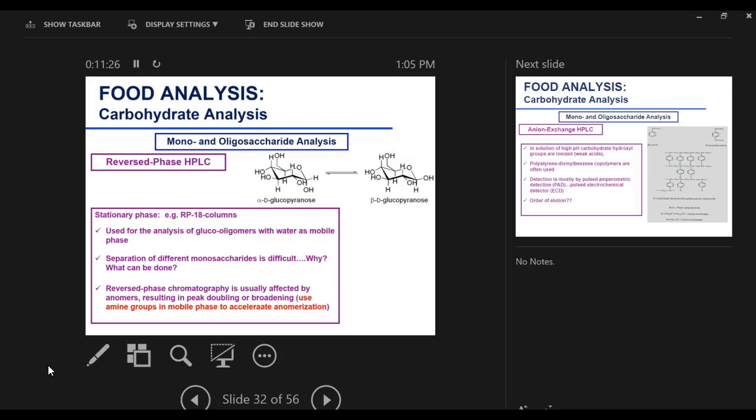So to prevent that split-like peak, which makes it really hard for integration, you can induce the anomerization. That means you can drive them all to be in one form. So you can add amine groups to the mobile phase, so that will force all of them to be in one form, which is the beta form. This way you will have one peak that is not split.